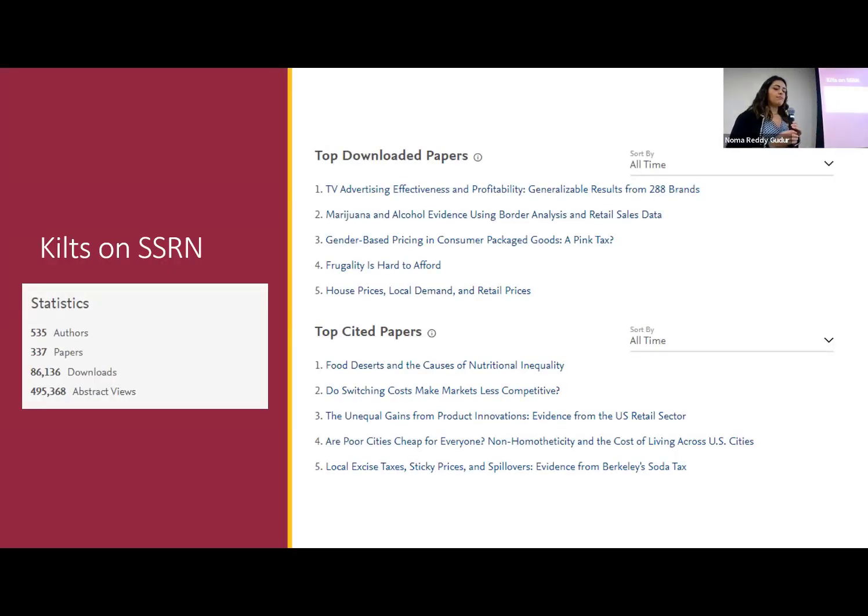So here's just some stats on what you might see when you go into the SSRN site. There's approximately 535 users that have published their white papers, lots of collaborations going on, 337 papers, and a lot of downloads, a lot of views. And just to give you a sense of the gamut, we've got things like looking at TV advertising effects on profitability. We have some of the top cited papers, Food Deserts and the Causes of Nutritional Inequality. That's a paper that I cite often myself.